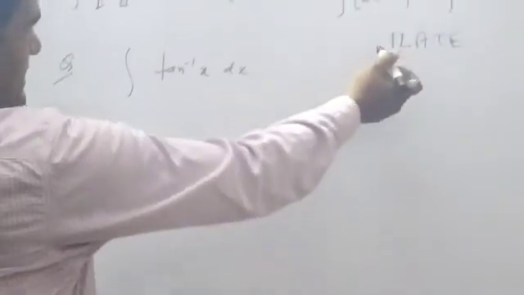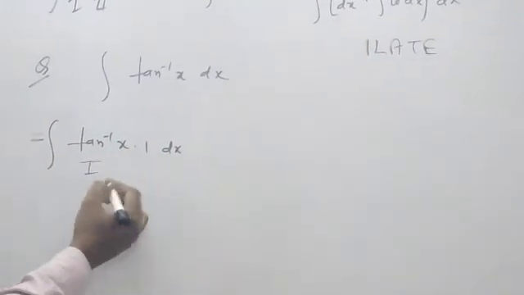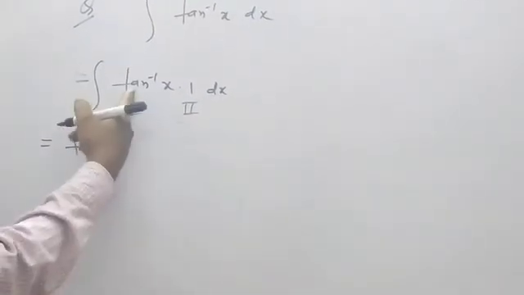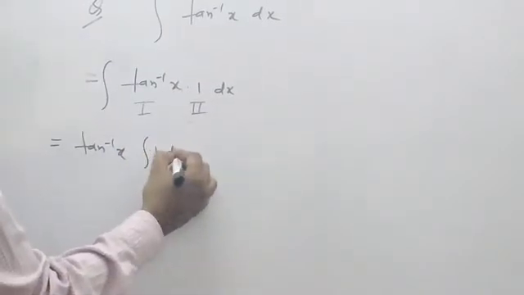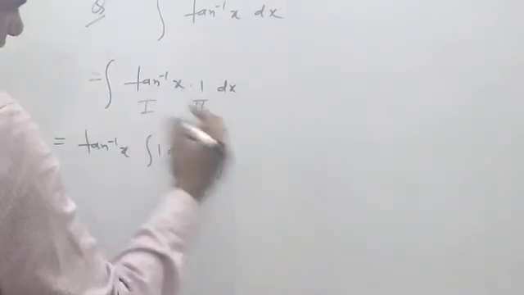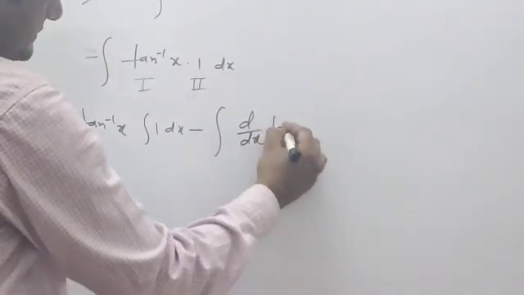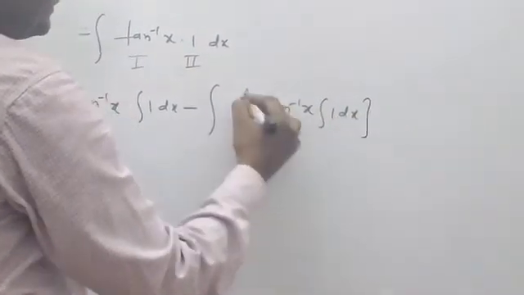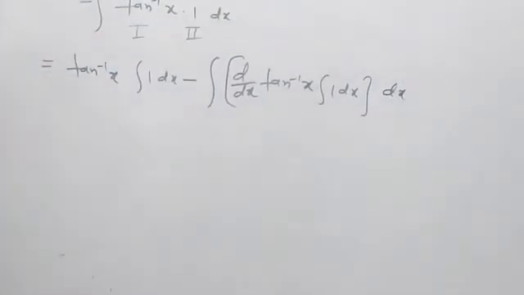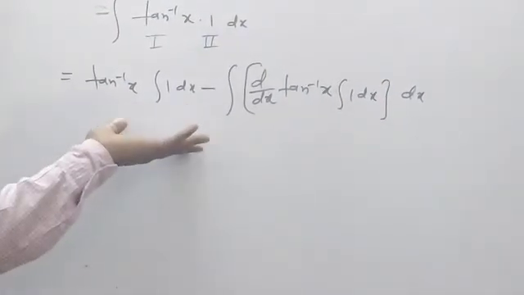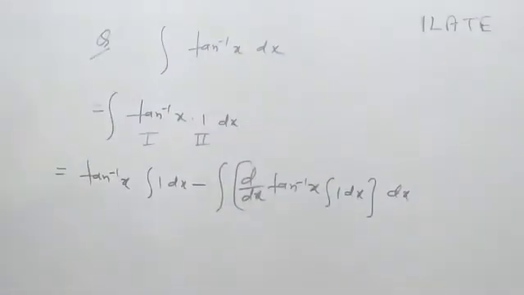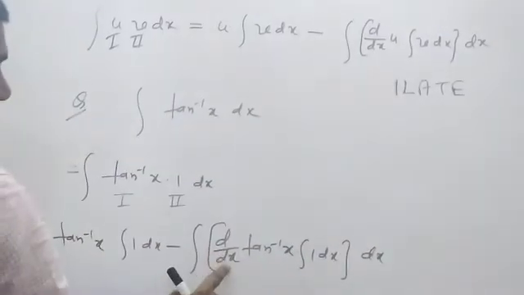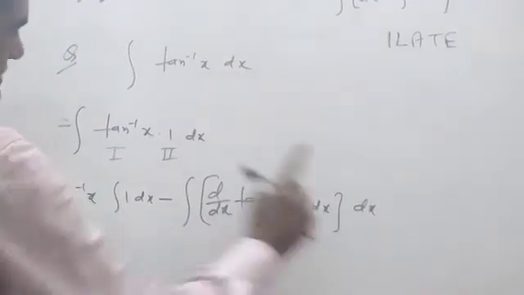Now according to ILATE, I is the first function, 1 is the second function. Then leaving the first function, integration of the second function, minus the differentiation of the first function and integration of the second function, and whole integration. Here it is so simple. We only have to put it in the given formula: first function, integration of second function, minus sign, d by dx of first function, integration of second function dx.